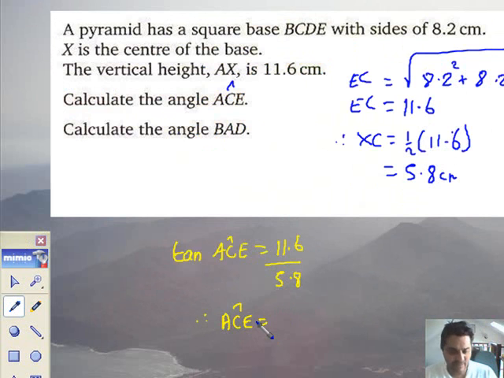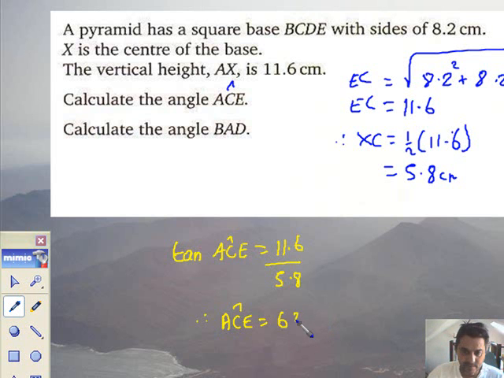Well, I know 11.6 divided by 5.8 is 2. Well, try it yourself then. So I'm going to go shift tan 2 equals, there it is, I've got 63.4 degrees. Is that what we got there? Really? That works really well. Okay, so it's 63.4 degrees. That is ACE sorted.